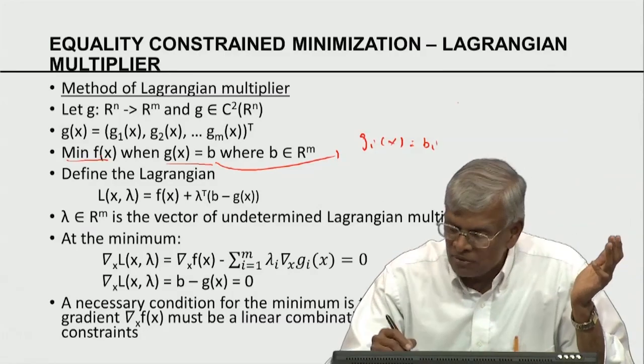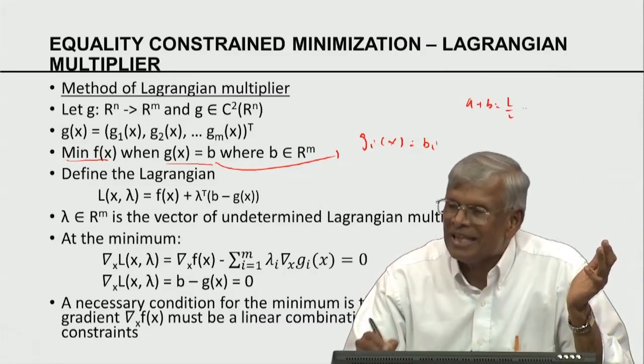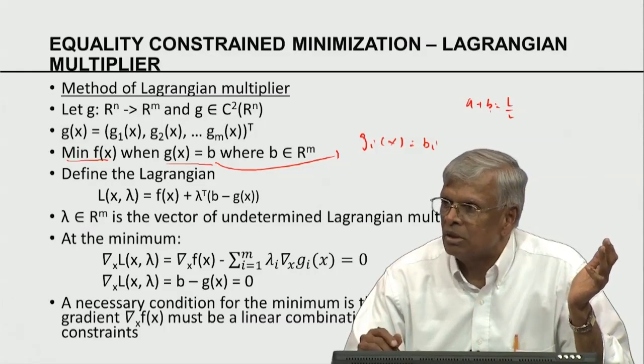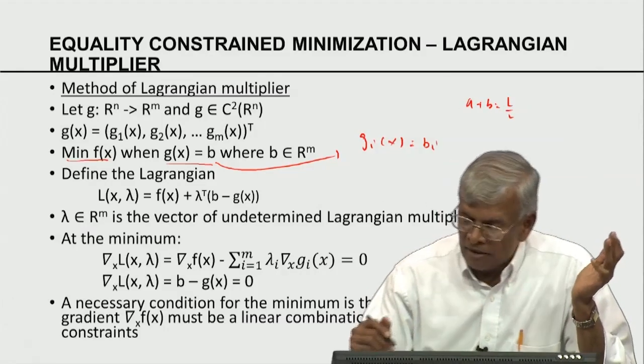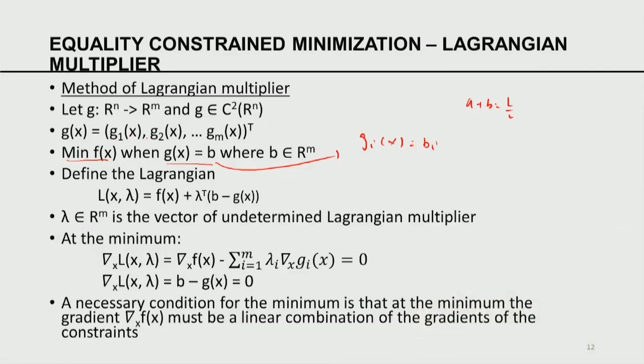In the previous problem, what was the equality constraint? a plus b is equal to L by 2. That is a linear function. a is a variable, b is a variable, they occur in the first degree. Here g of x, g1 of x, g2 of x, I do not know what it is. It could be any function. So, in general it is a nonlinear function.